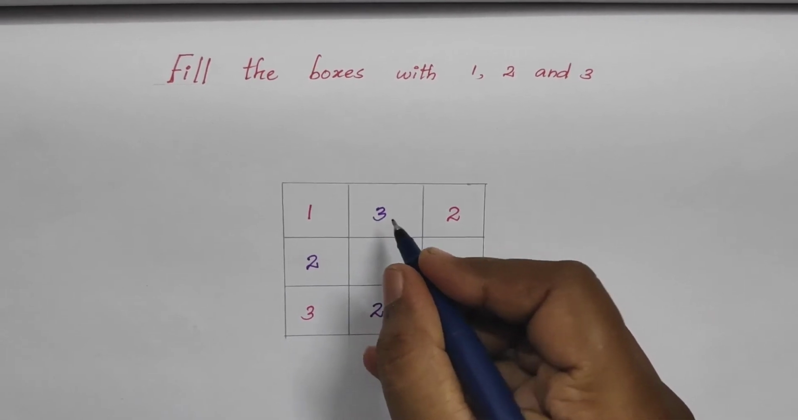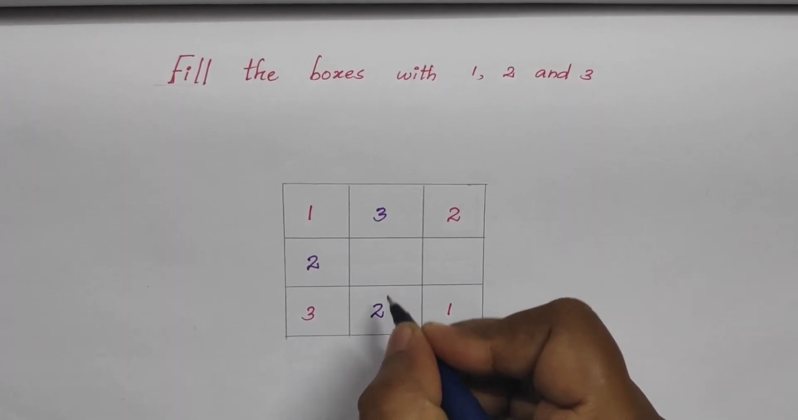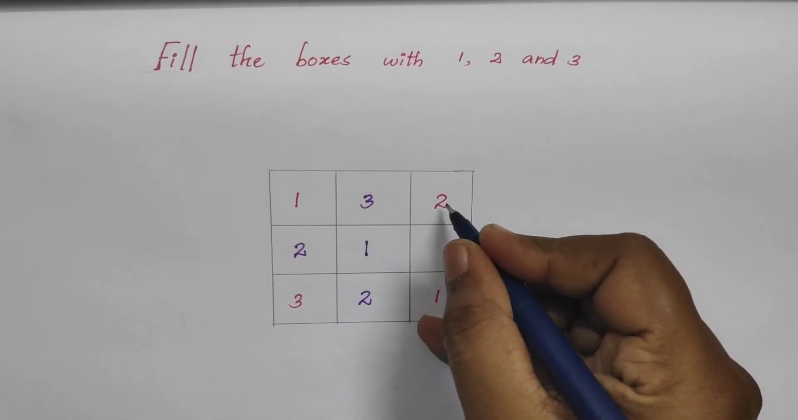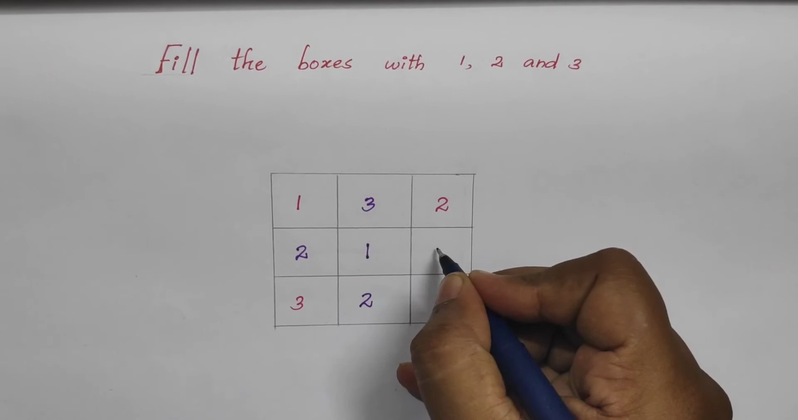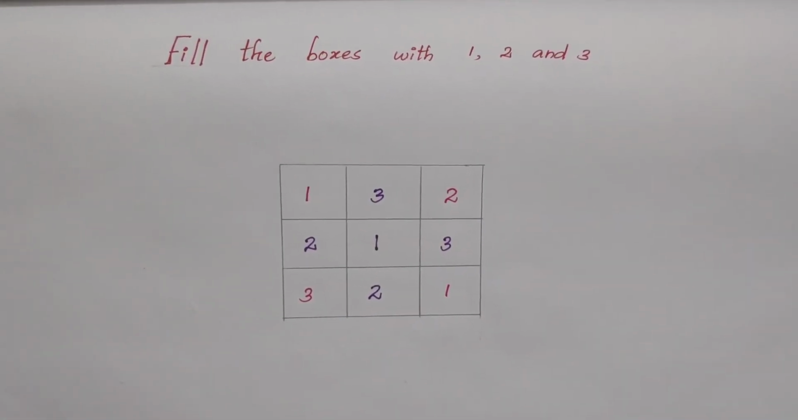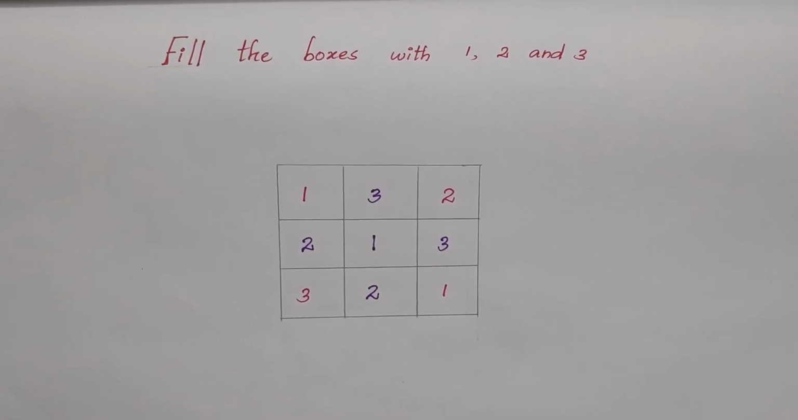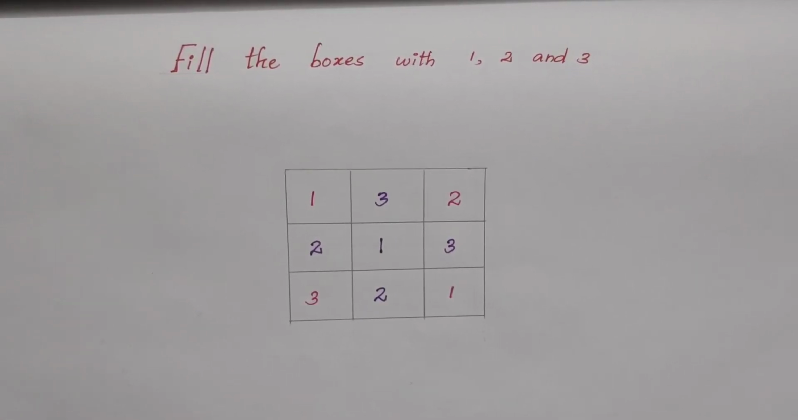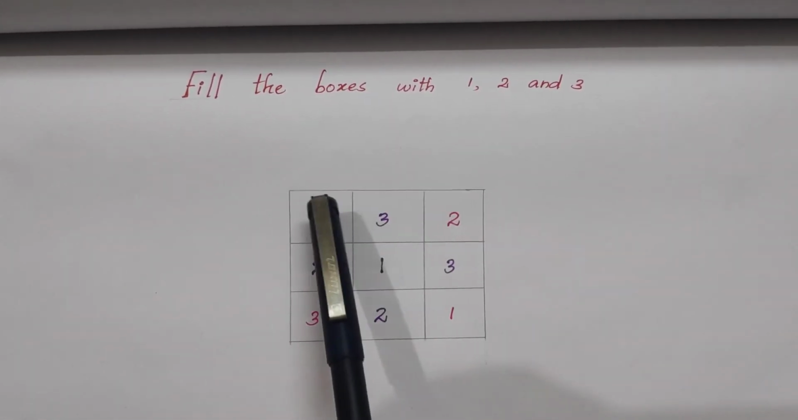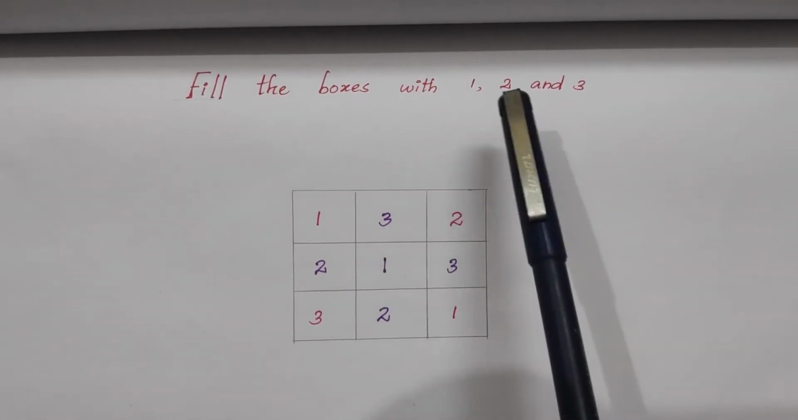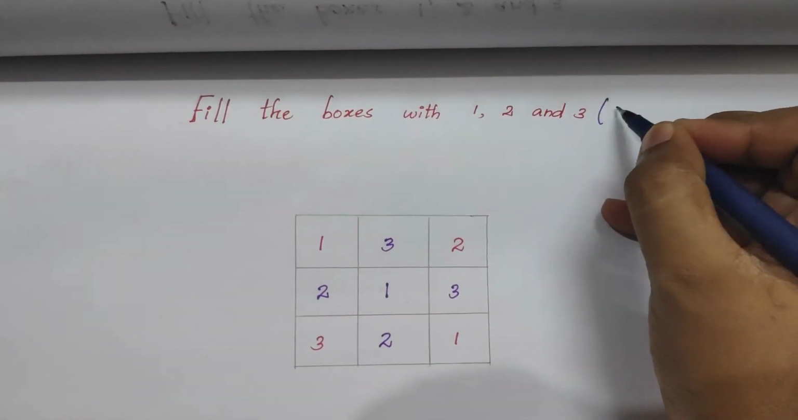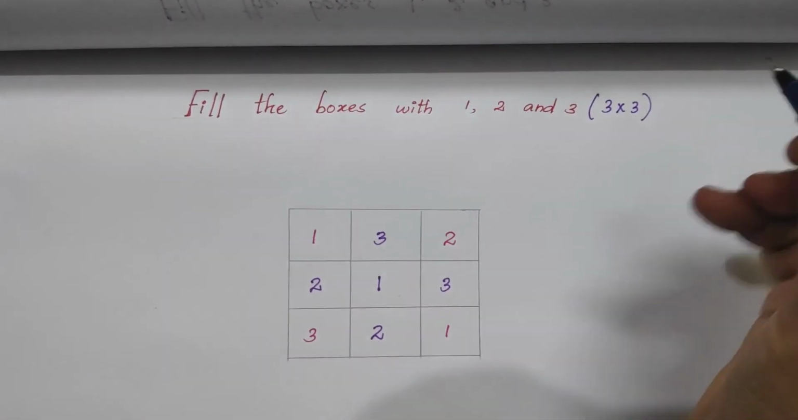In the second column, 3 is there, 2 is there and 1 is missing. So we can write 1 here. And in the third column, 2 is here and 1 is here, 3 is missing. So we can write 3 here. So in this way, you can easily arrange the numbers 1, 2, 3 in this grid. As we have 3 rows and 3 columns with numbers 1, 2 and 3, this grid is called 3 into 3 Sudoku.